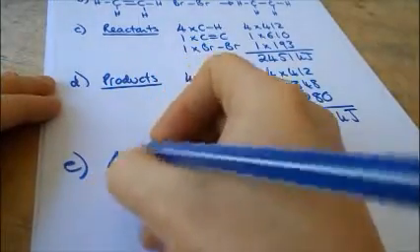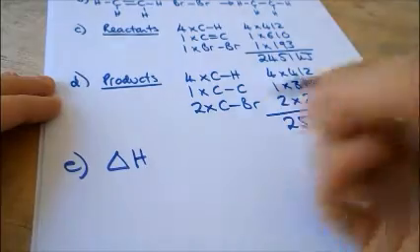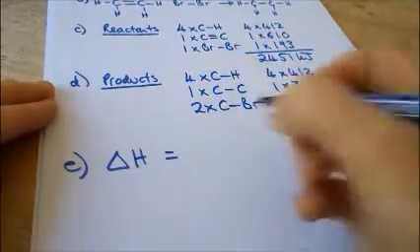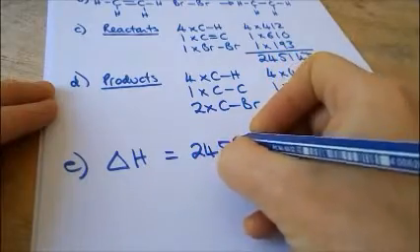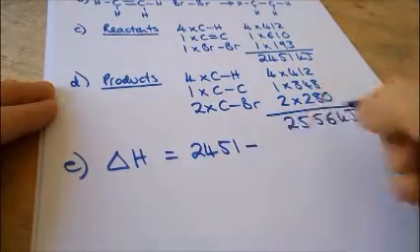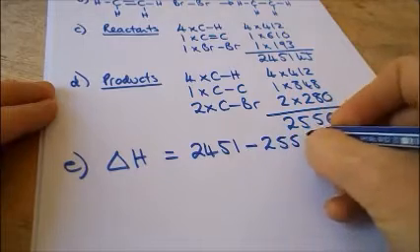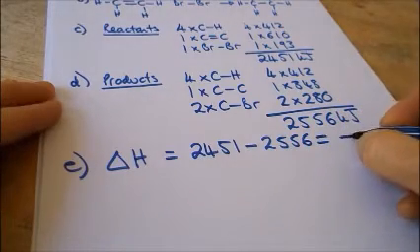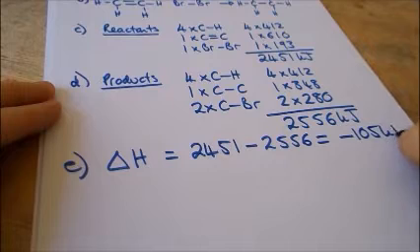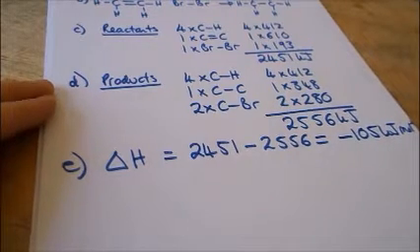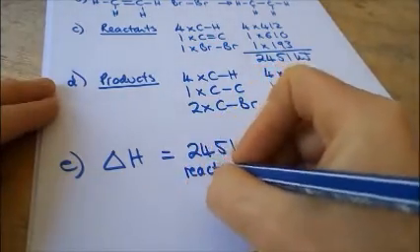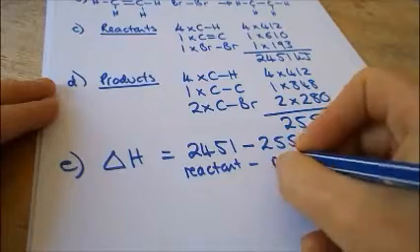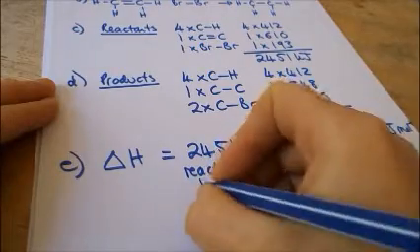So remember delta H, again, delta for change, H for the energy, just saves writing out energy change every time. We like our shorthand. So reactant bonds, 2451, minus product bonds, 2556, and that equals minus 105 kilojoules, and the units are always kilojoules per mole, if you can see that on the end, so moles to the -1. Let's just write in there reactant bonds minus product bonds, just as that reminder.